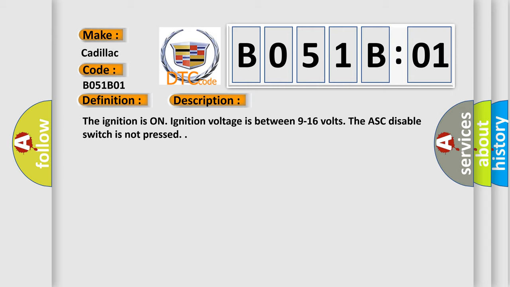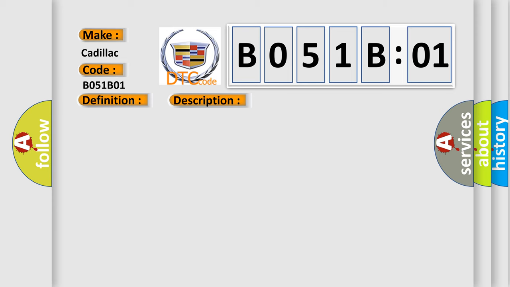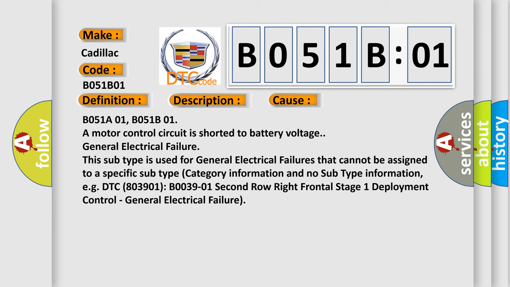The ignition is on. Ignition voltage is between 9 to 16 volts. The ASC disable switch is not pressed. This diagnostic error occurs most often in these cases: B051A01, B051B01, motor control circuit is shorted to battery voltage. General electrical failure. This subtype is used for general electrical failures that cannot be assigned to a specific subtype category, with no subtype information, e.g. DTC B003901, second row right frontal stage 1 deployment control, general electrical failure.